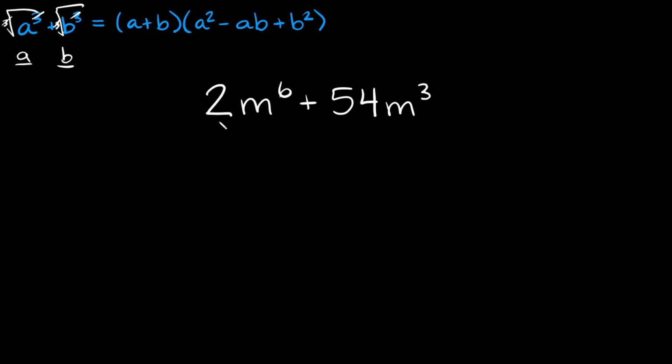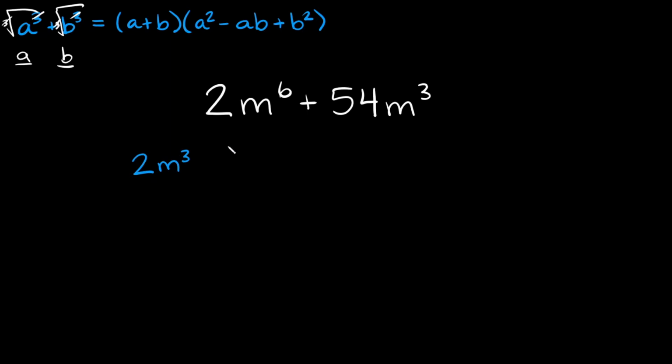So let's start with this problem right here. 2m to the 6th plus 54m cubed. Okay, so before using this formula, the first thing you want to do is factor out your greatest common factor, okay? And when you factor stuff out, it's the same thing as dividing, okay? So the first thing that we can factor out is a 2, right? Because both of these terms are divisible by 2. All right, the other thing we can pull out is an m cubed, right? Because here I have 6 m's, here I have 3 m's, so I can pull out at least 3 m's from each of these, right? Or in other words, both of these terms are divisible by m cubed, okay?